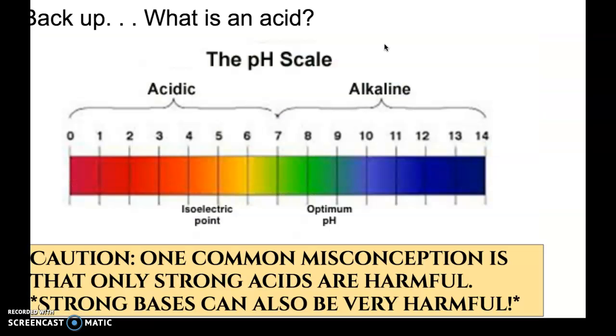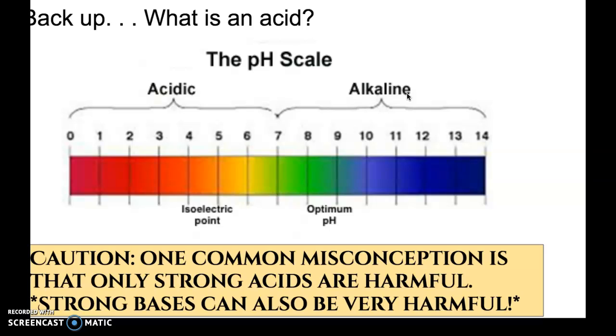Good. So in order to understand acid rain, we've got to think what is an acid and what's a base. So here's our pH scale. Remember, pH is measuring the concentration of hydrogen in a solution. It goes from 0 to 14, and anything that is labeled with a pH of 0 to 6.99999 is considered acidic. Anything that is labeled from 8 to 14 is considered alkaline, or basic is the word that we would use.